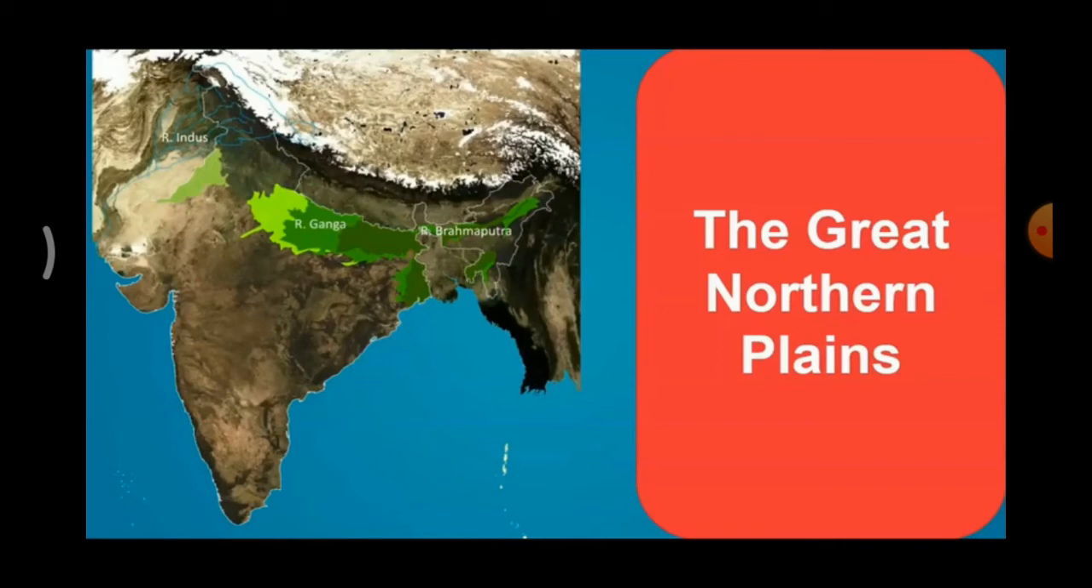This is repeatedly asked in match the following questions. Older alluvium is Bangar, newer alluvium is Khadar. Delta: the triangle shaped fertile land at the mouth of Ganga and Brahmaputra rivers is called the Sundarban Delta. It is the biggest and fastest growing delta.